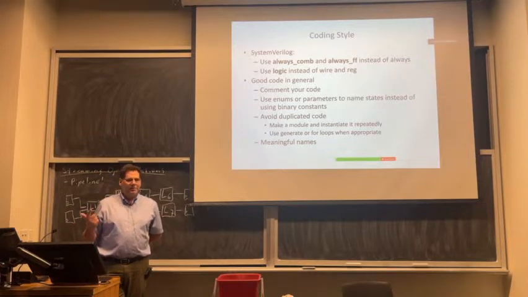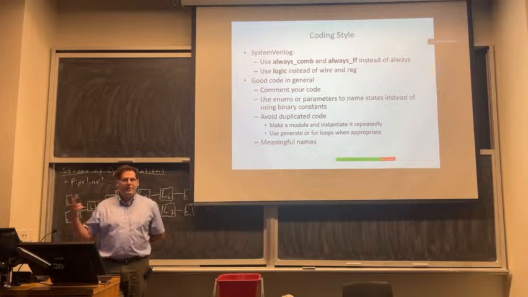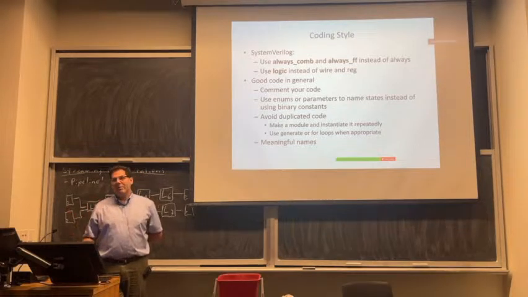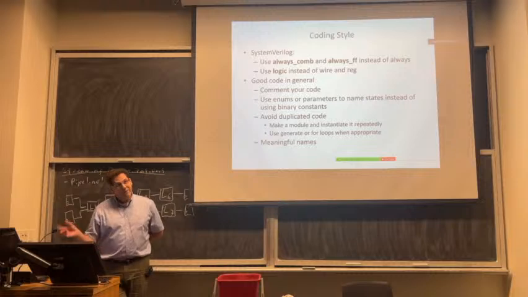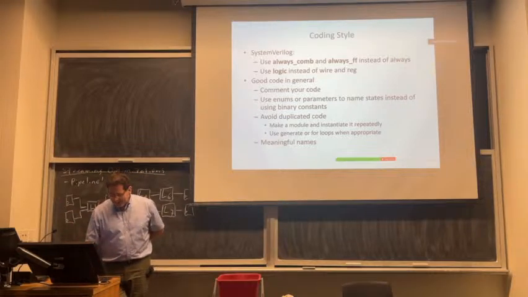Don't have magic numbers, so use enums or parameters to do things like name your states. When you have a shared operator version, the third version of the circuit you're writing, you're going to wind up with a finite state machine to control it. Much better to give the states names than just have like 0, 1, 0, 2, etc. Sorry, 1, 1, that kind of thing.